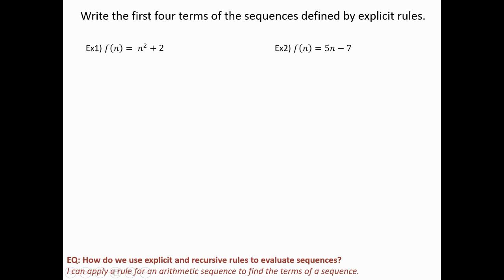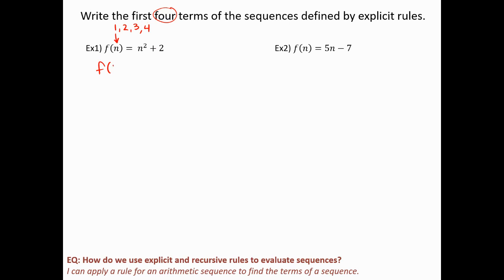All right, so we're going to write out the first 4 terms of the sequence defined by these explicit rules. So this is function notation, which you may have forgotten, but we're going to practice it. This notation, basically, it's f of n, not f times n. And the n basically represents the variable that we're going to plug in for. If we want the first 4 terms, that means the numbers we're going to plug in are 1, 2, 3, and 4. 1 will give us the first term, 2 will give us the second term, 3 will give us the third term, and 4 will give us the fourth term.